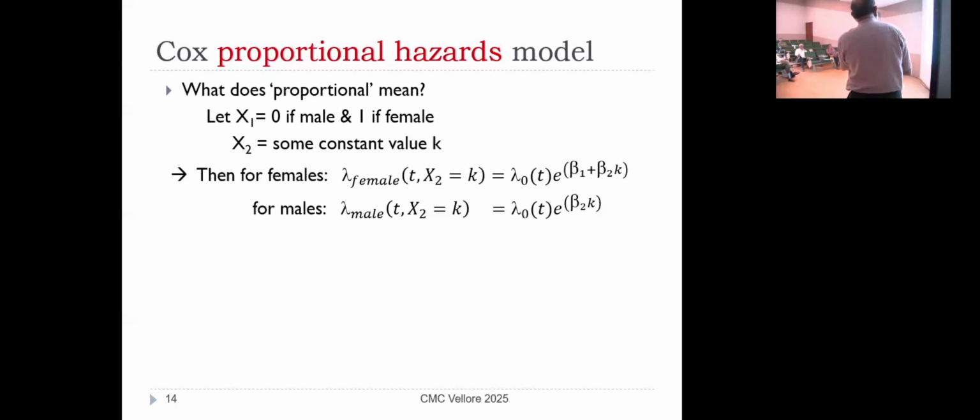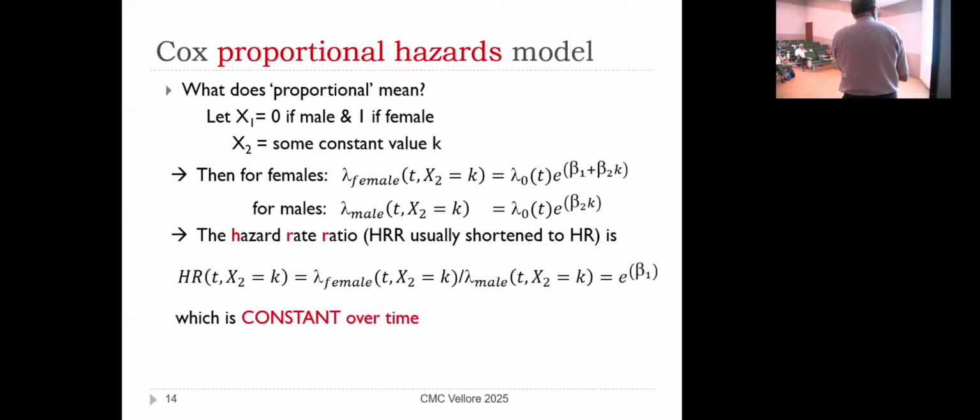But I'm not interested in the hazard of males and females. I want the hazard rate ratio, the ratio of those hazards. So I take the ratio of those hazards, and now I go back to simple math. The hazard rate ratio is now one divided by the other. What happens? These cancel out, and e to the sum of something is the product of those e's. And so e to the beta 2k and e to the beta 2k cancel out, and I'm left with e to the beta 1. And what is beta 1? It's the coefficient for sex.